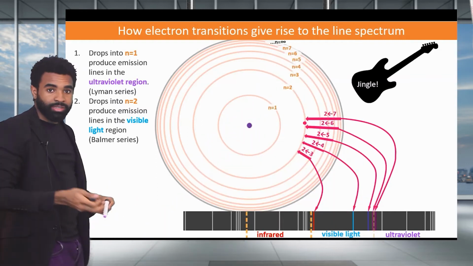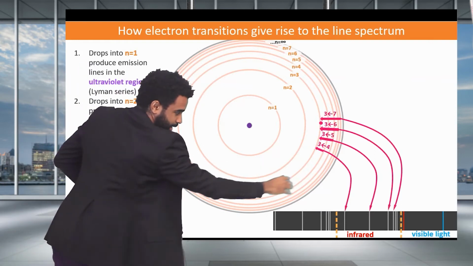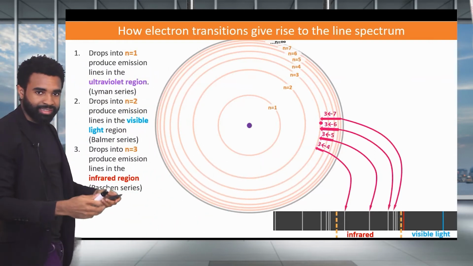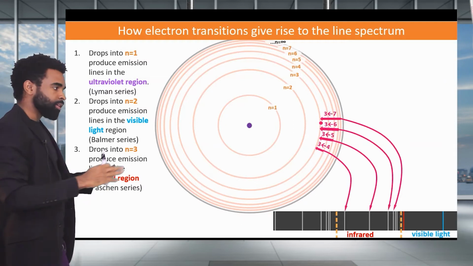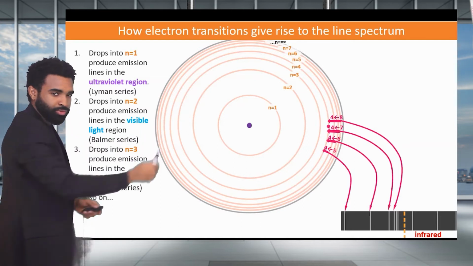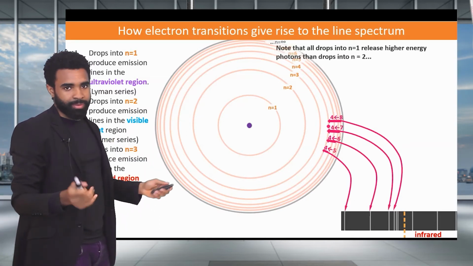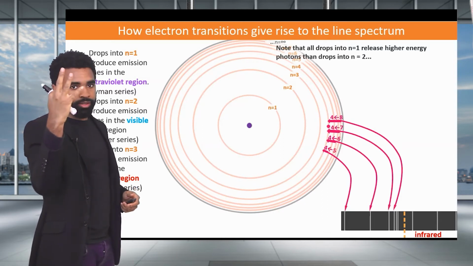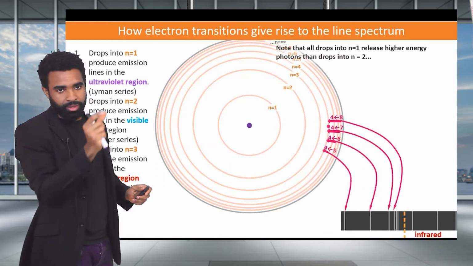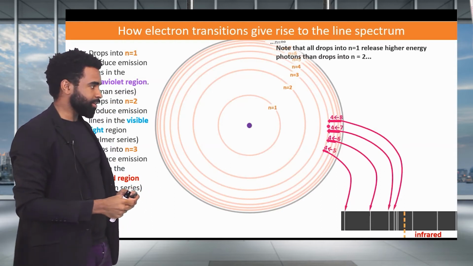So those were drops into n equals 2. How about drops into n equals 3? Those would produce light there in the infrared region of the spectrum. We happen to call those the Paschen series after the guy who worked on them. You don't have to remember that. And then on, you have the Brackett series into n equals 4, and then a bunch of other series, which we don't think about for the IB. We think basically about those first 3 series, and we don't have to remember their names or the people who worked on them, the Paschen and Lyman stuff.